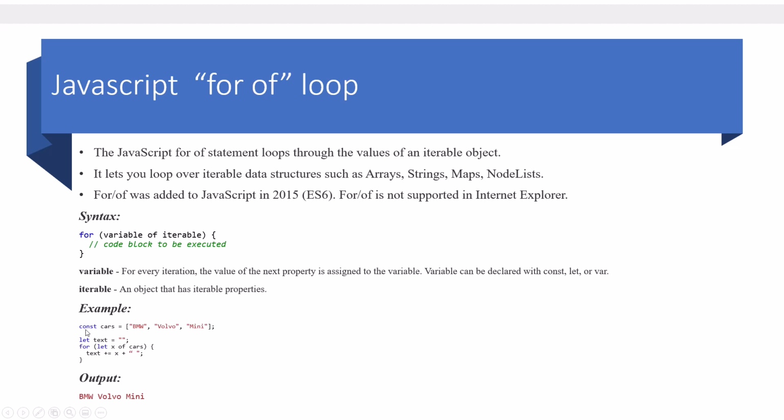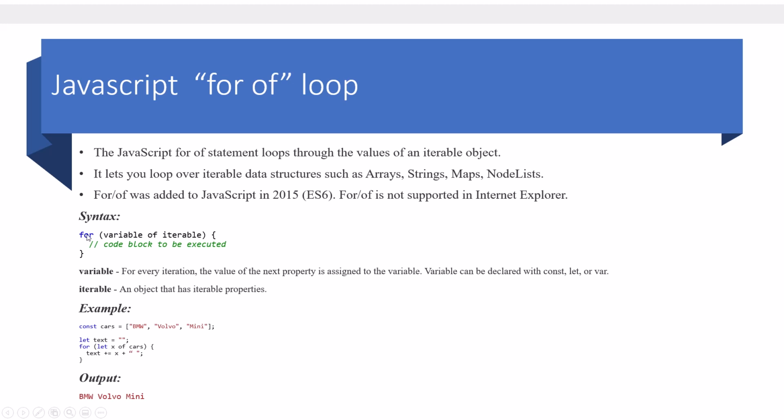here, an example is given. This constant variable cars has these values, which are like array values: BMW, Volvo, Mini. So these are the three values which are stored in this cars constant variable.